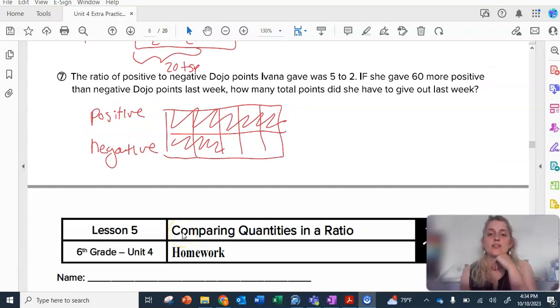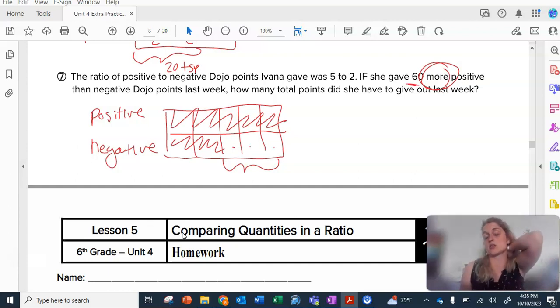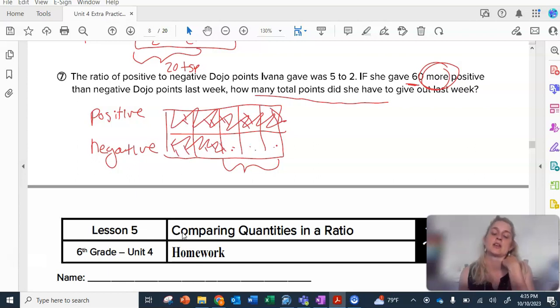Last one, we have a 5 to 2 ratio of positive to negative. This is a more problem, so you are looking at these 3 boxes to figure out how much each box is worth if the total is 60. And then you need to answer the question, how many total points did she give out? Now that you know what each box is, total means you're adding up all the shaded boxes to figure out, okay, well, if I have 3 boxes, that makes 60 points. How much is each box? And then skip count that by 7.